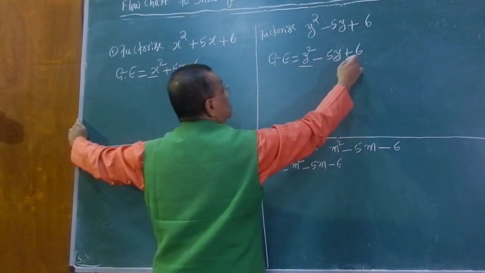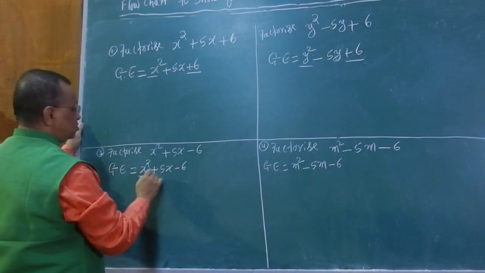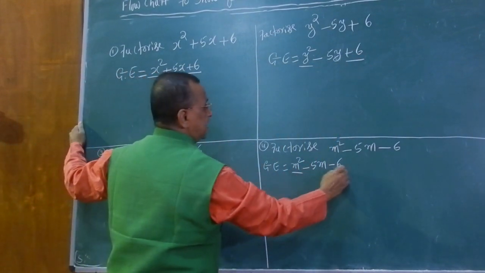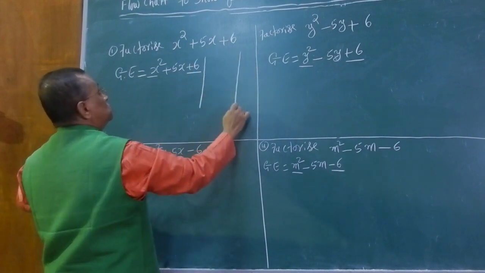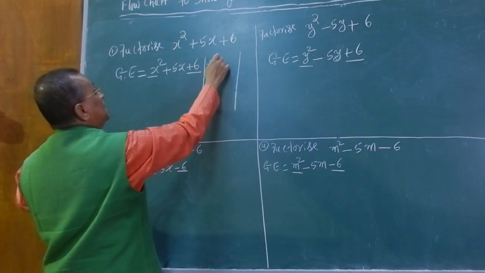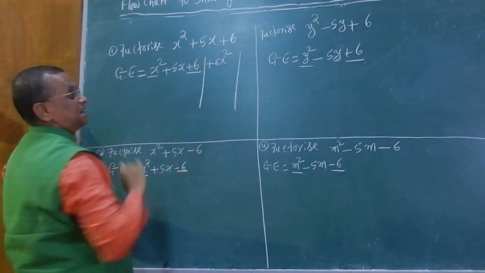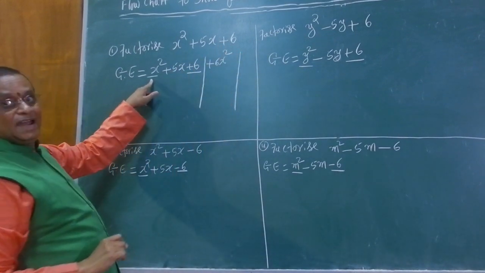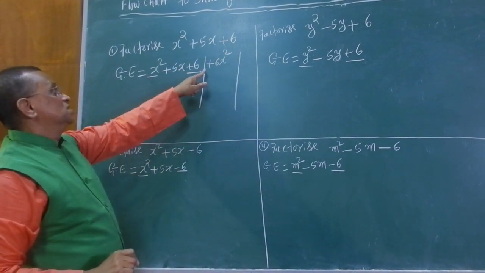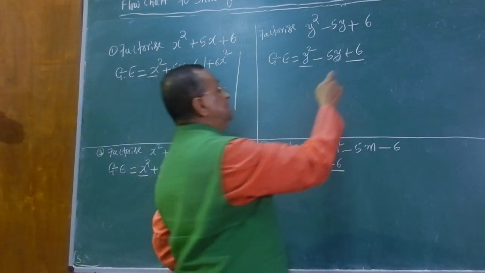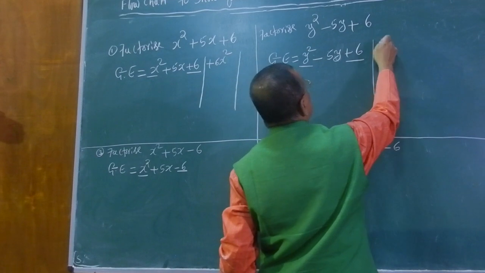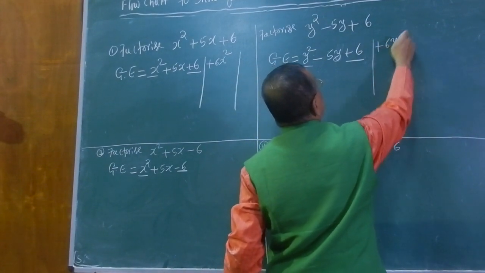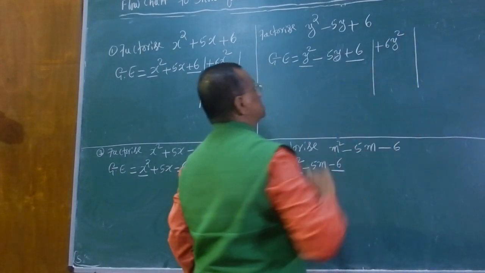Underline the first term and last term and multiply with sign. Plus 6x square. In the first case we get x square times plus 6, therefore plus 6x square. In this case also, underline the first term and last term and multiply with sign.